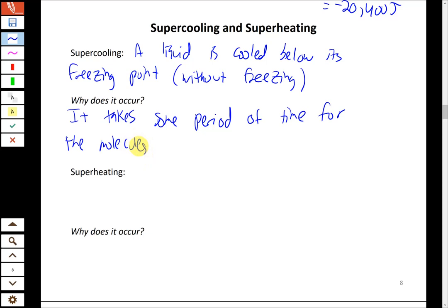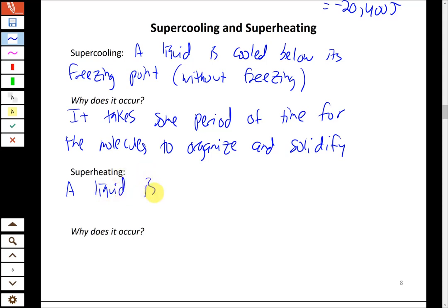It doesn't happen instantaneously. So even though you've cooled the liquid below 0 degrees Celsius, the molecules just haven't had enough time to organize themselves into a solid yet, and so they stay liquid even though they're below the actual freezing point. So that's what supercooling is, cooling the liquid below the freezing point, but for some period of time anyway, it doesn't freeze immediately. And then superheating is the opposite. This is when a liquid is heated above the boiling point, and it doesn't start boiling quite yet.